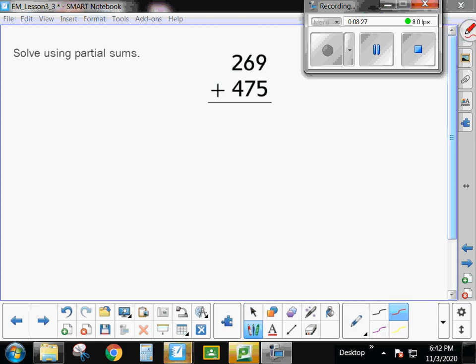Again, we're going to start in the hundreds place. So I'm going to look at my digits in the hundreds place. This 2 is really 200. So I'm going to come over here, give yourself some room to work. And the value of the 4 is really 400. So I'm going to add my 200 plus my 400, and that's going to give me 600.